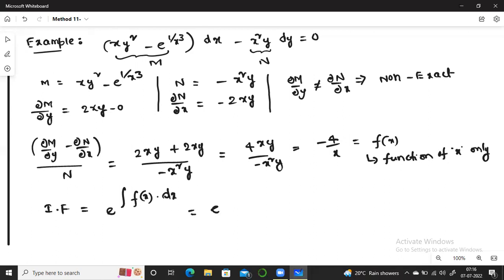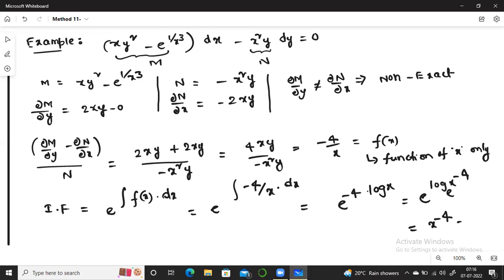So e to the power integration of minus 4 over x dx, that is equal to e to the power minus 4 times the integration of 1 over x, which is log x. So e to the power minus 4, I can take x to the power, so e to the power log x to the power minus 4. Here base e power log base e, both will be cancelled. The exponential term and logarithmic term will be cancelled. So finally you will get x to the power minus 4, nothing but 1 over x to the power 4.